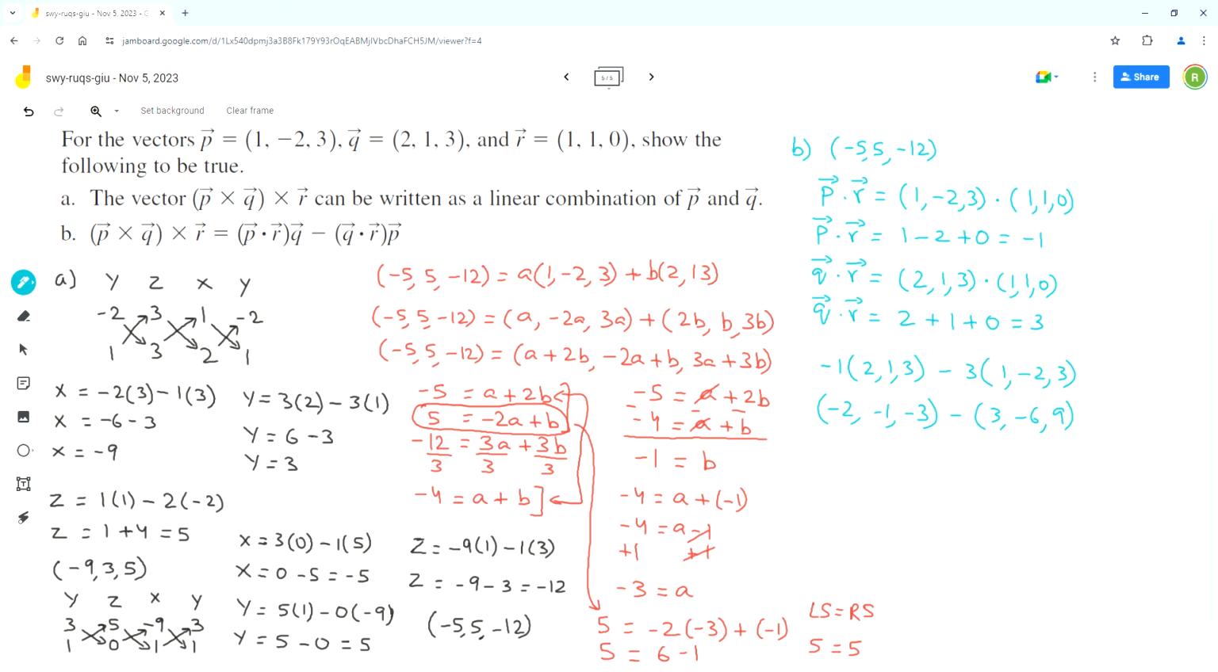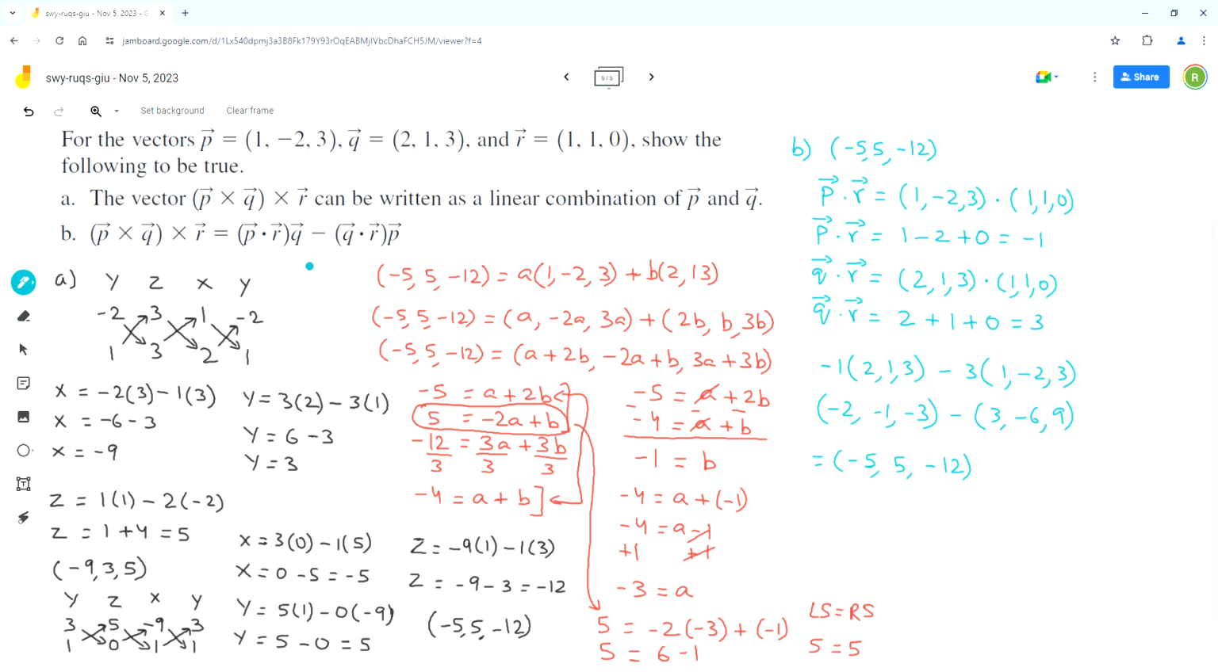Now we can subtract these two vectors by subtracting their x, y and z components. So -2 minus 3 is equal to -5. -1 minus -6 is equal to +5. And -3 minus 9 is equal to -12. This vector is equal to the vector we got from the cross product of vectors P, Q and R. So that means the vector equation given in part B is true.